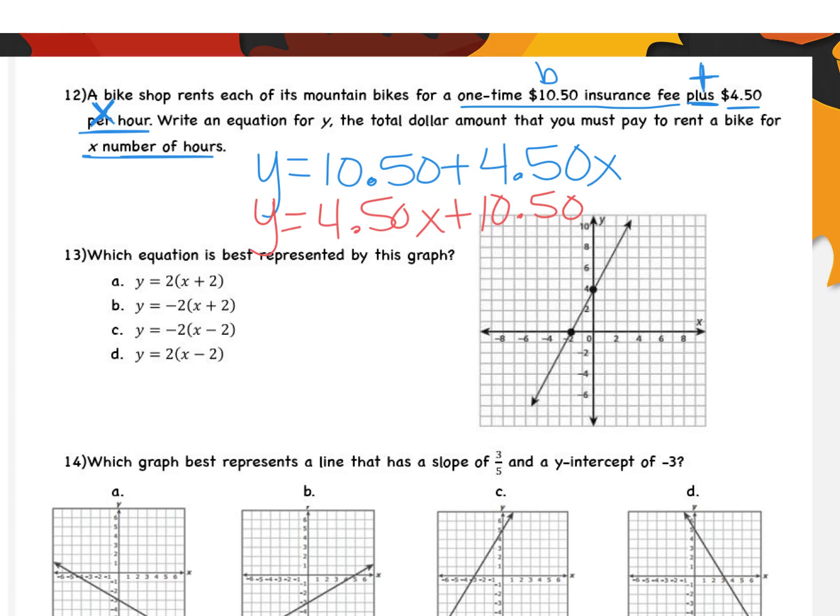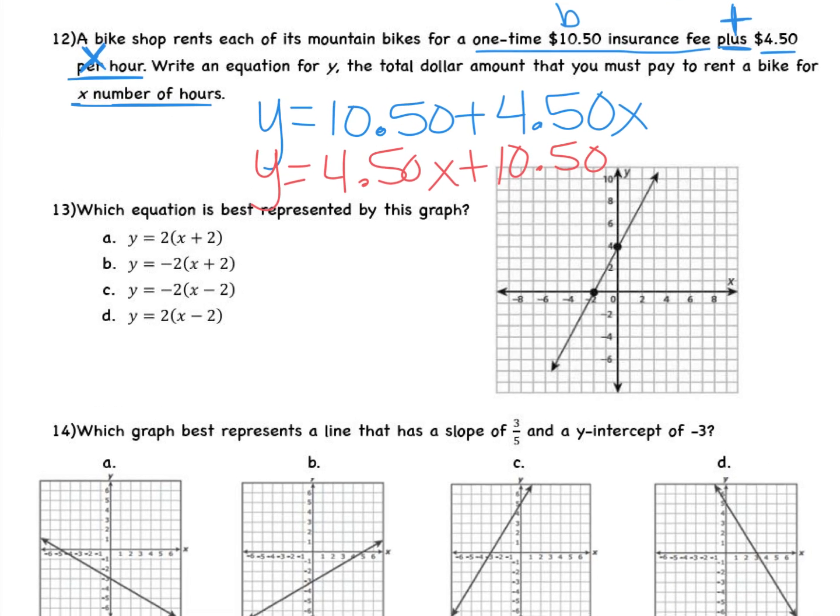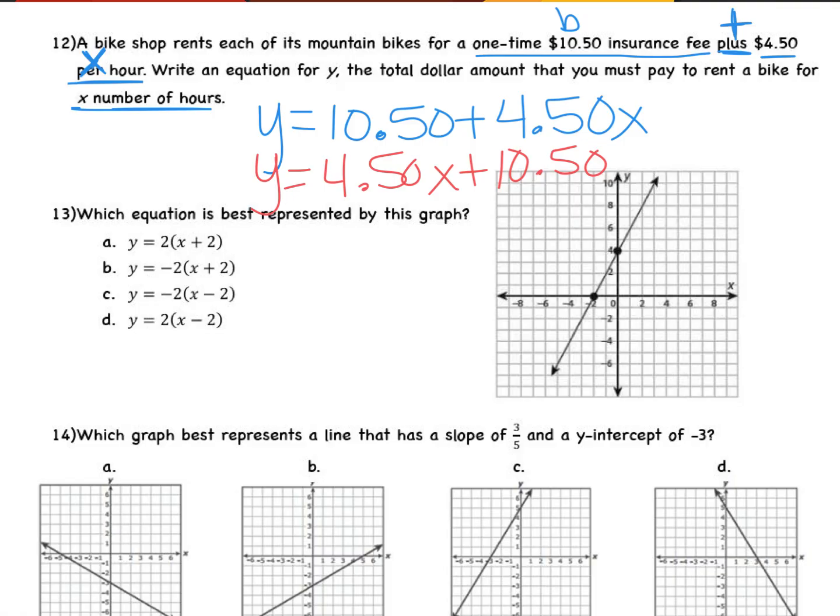Which equation is represented by this graph? Tell me everything you know about this graph on number 13. What's the first thing you notice? It's going up. What does that mean? Is that a positive B? Is that a positive slope? This is a positive slope. And I want you to look right here. Slope, slope, slope, slope, right?